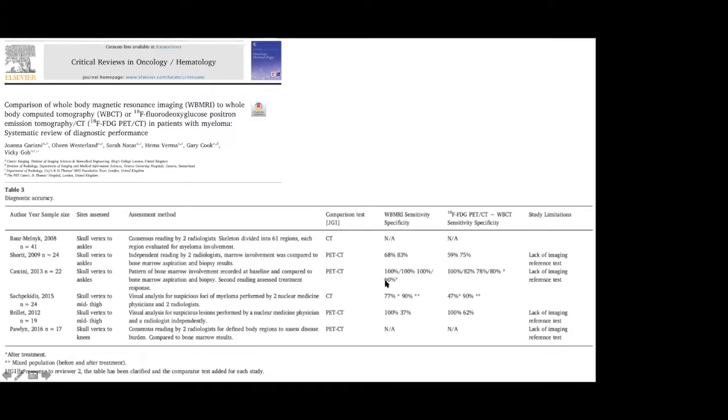And if we look at the PET CT again, we see that sensitivity is a bit higher and that the specificity might be a bit variable. So in this study, it's 37 versus 62 for PET. Here it's 82, 83, 75. So that's a bit more variable, but it seems that whole body MRI is more sensitive.